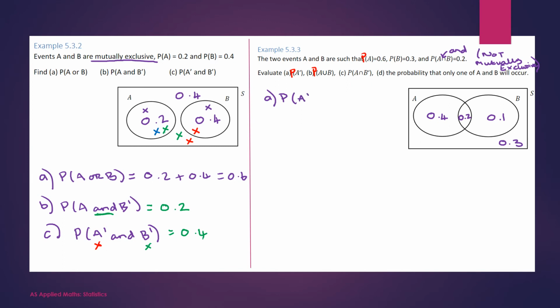Probability of not A. Probability of not A is anything outside of that circle, so it's the 0.1 and the 0.3. So we've got 0.1 add 0.3, which is 0.4.